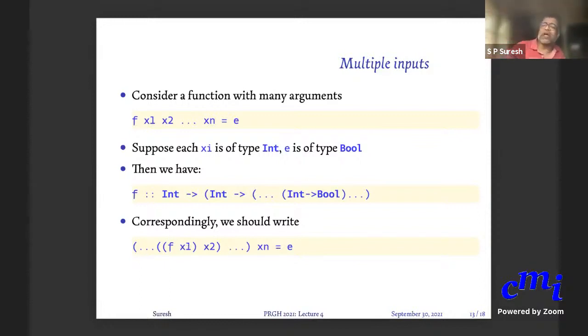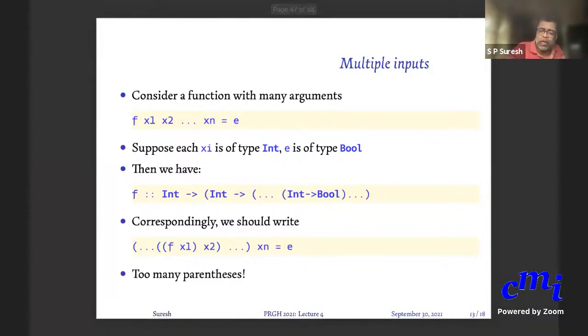Provide x2 as a further argument to that function, that will return a function. Provide x3 as a further argument to that function, that will return a function, so on and so forth. Finally, provide xn as a value to that function, it will return e. When you invoke a function, this is how you should invoke it, technically speaking. But to make life simple for you, Haskell adopts this kind of parenthesization as a convention.